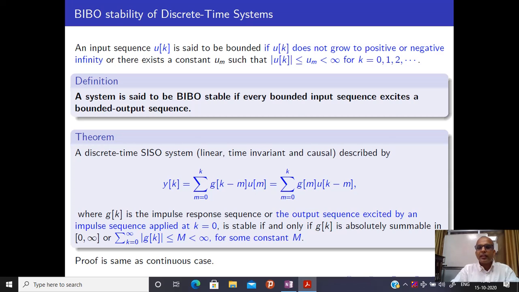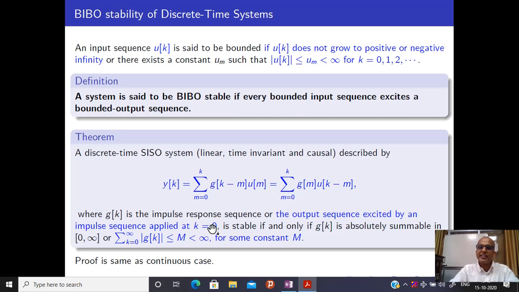Now let us see what the statement of this theorem is. I hope you are aware of this expression, y_k, and this is g_{k-m}. g_k is the impulse response sequence. If I have a linear continuous time LTI system that is single input single output, then we define g as the impulse response function. If it is a multi input multi output system, then it is the impulse response matrix.